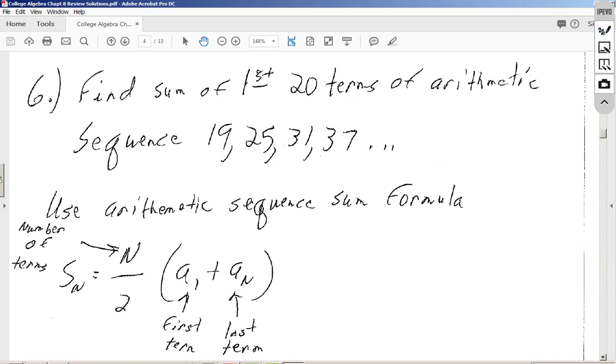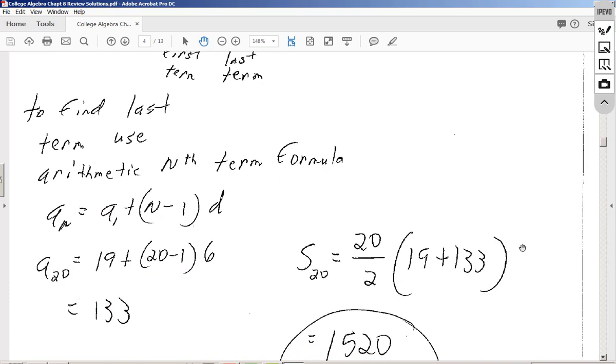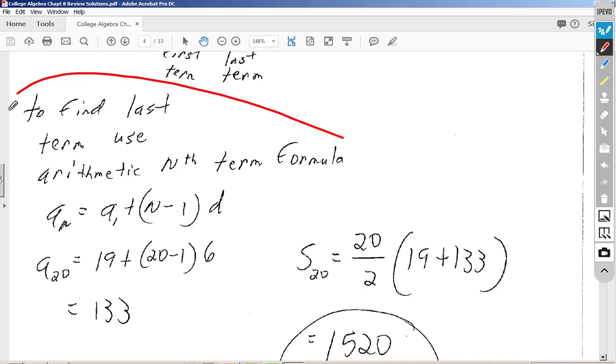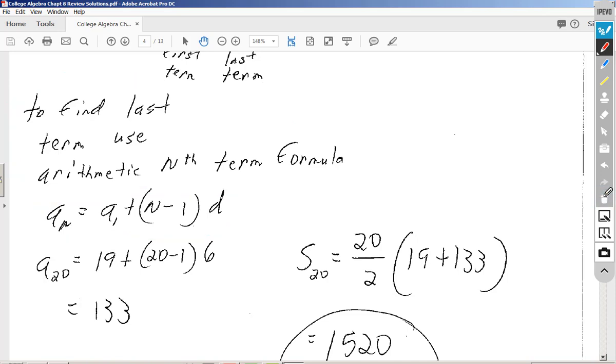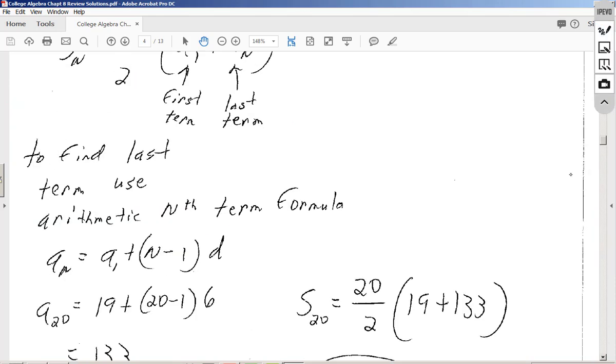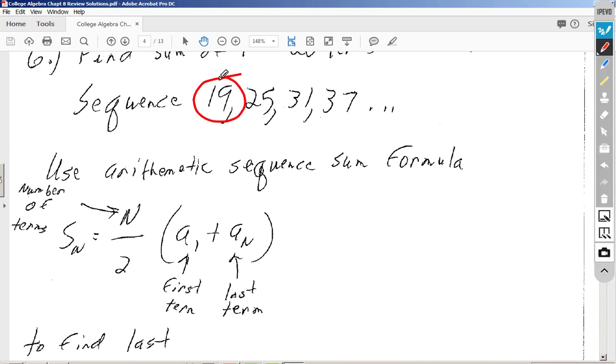So to find my 20th term, I'm going to use that formula that I used previously. It says to find the last term, use the arithmetic nth term formula. So here's my formula: a sub n equals a sub 1 plus n minus 1, all times d. So we're going to scroll back up here, and you're going to notice the first term of my sequence is 19. So I'm going to go ahead and substitute in 19.